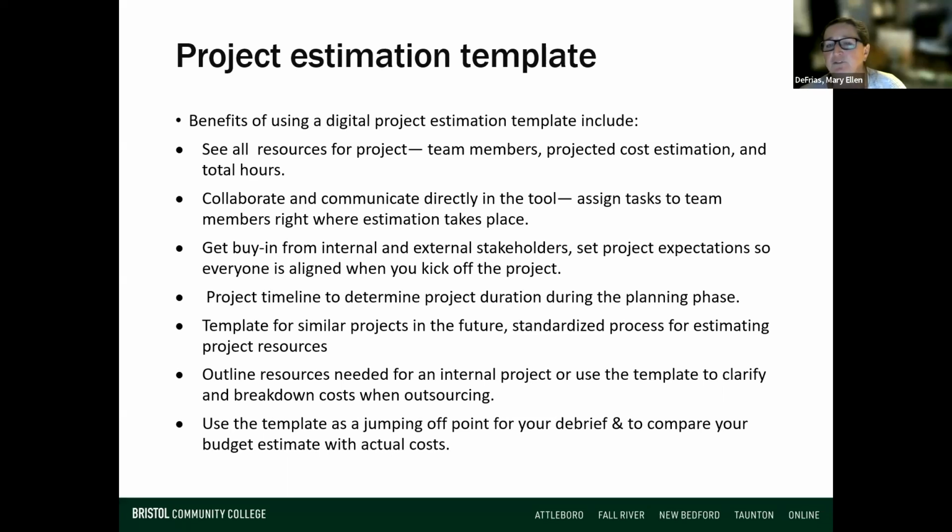If you don't need to assign team members, then you don't need to communicate in the tool. But it is a good way, if you have one, to communicate with internal and external stakeholders. You can use a project estimate template to set your timeline. And you can then use it to replicate it for future projects.